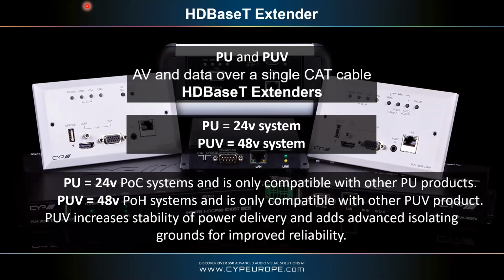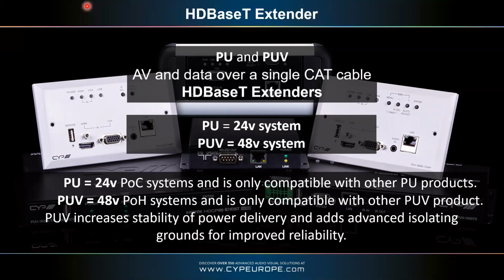So 24 volt models use power over cable, but they are only compatible with other PU products, obviously for the power rating. And that's the same with the PUV models. They are only compatible with other 48 volt PUV products. That might include HDBaseT receivers and a matrix, for example. Of course, they have to be compatible. And speaking with Kev before, that's based on the original supply of HDBaseT. The recommendation was 48 volt, but it did start off quite an expensive technology. Was it the PoE injectors, did you say, Kev?